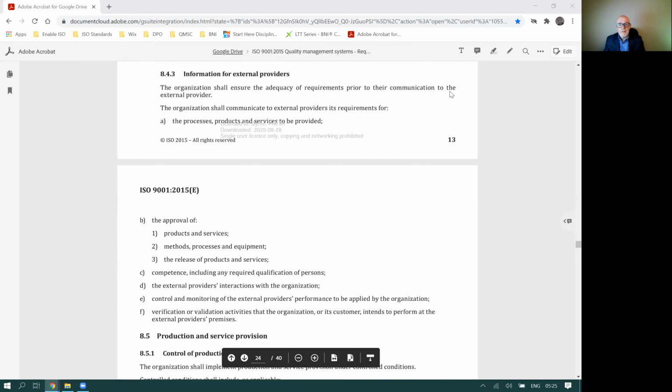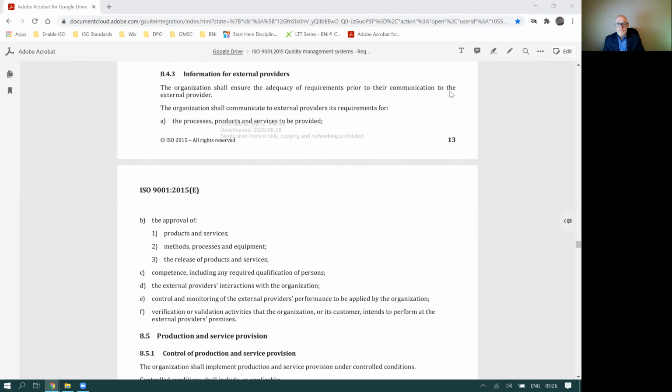So looking now at clause 8.4.3, information for external providers. One of the things that we have to consider here is, once we've decided who we need to do business with and for what purpose, which is 8.4.1, and then in 8.4.2, the types of controls we need to have over that service and product provision. And then we have to consider, well, how are we going to engage with these people? What's the nature of the relationship and how formal do we need to be?